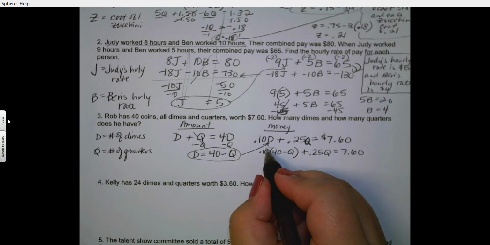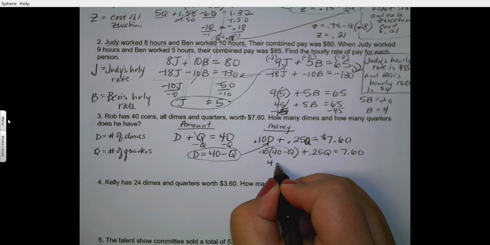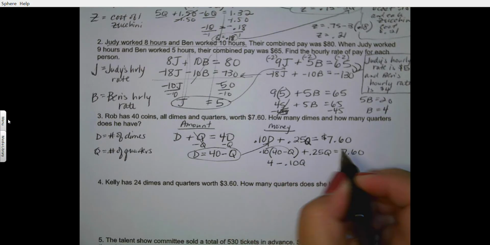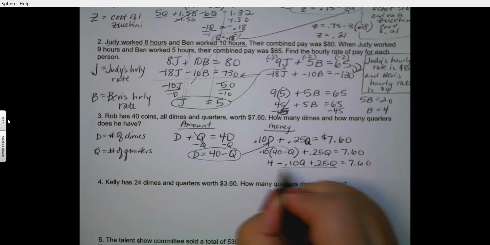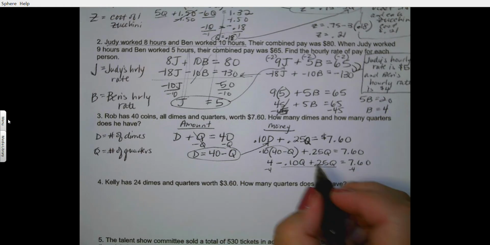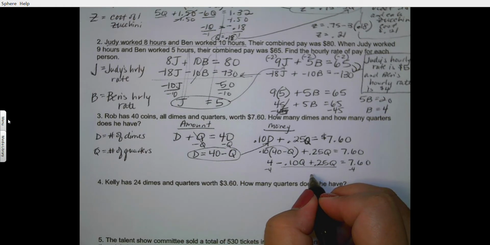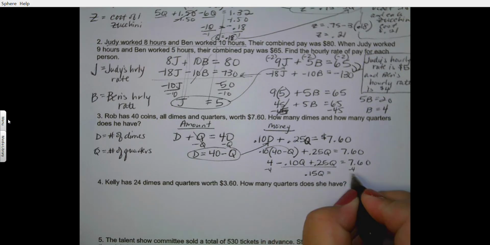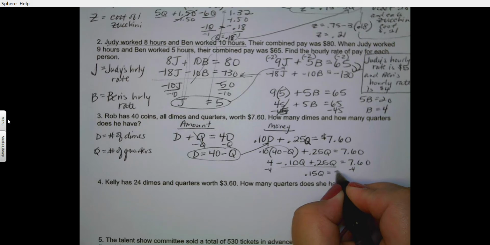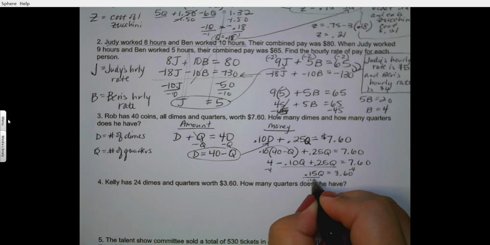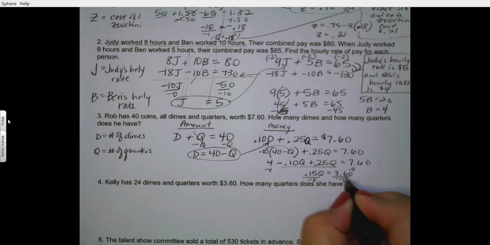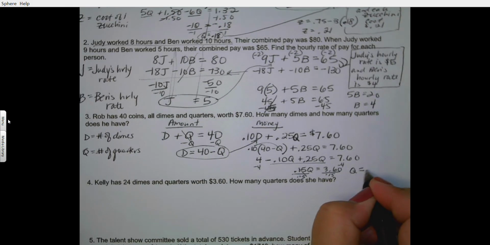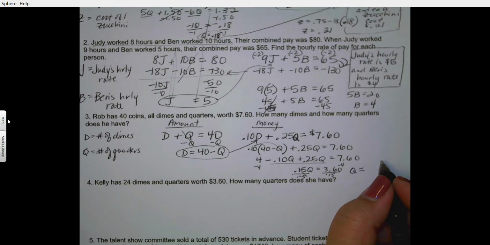Now I'm going to distribute. 0.10 times 40 is 4. 0.10 times negative Q is negative 0.10Q, plus 0.25Q is equal to 7.60. Putting my Q's together, subtracting 4, I have 0.15Q is equal to 3.60. And then I'm going to divide by 0.15. And Q is equal to 24.